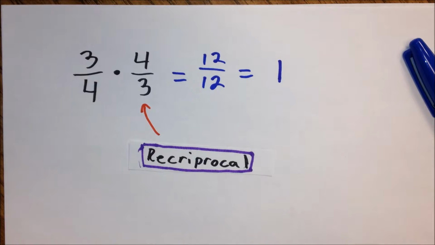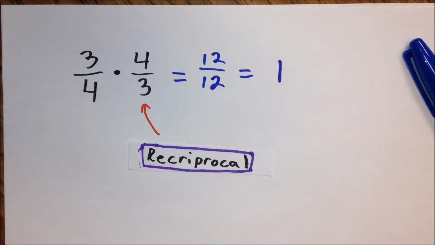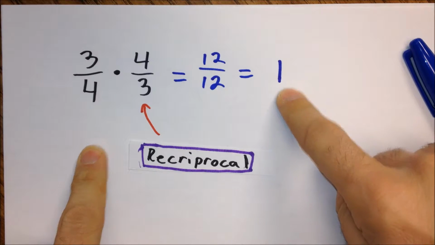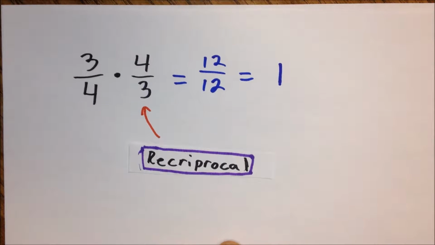Reciprocals are really important in the world of fractions. They're what we will later refer to as inverses. They're things that undo an action. And so reciprocals are able to undo a certain type of fraction multiplication by turning it into something like 1. So this is called a reciprocal, and this is actually the key to dividing fractions.